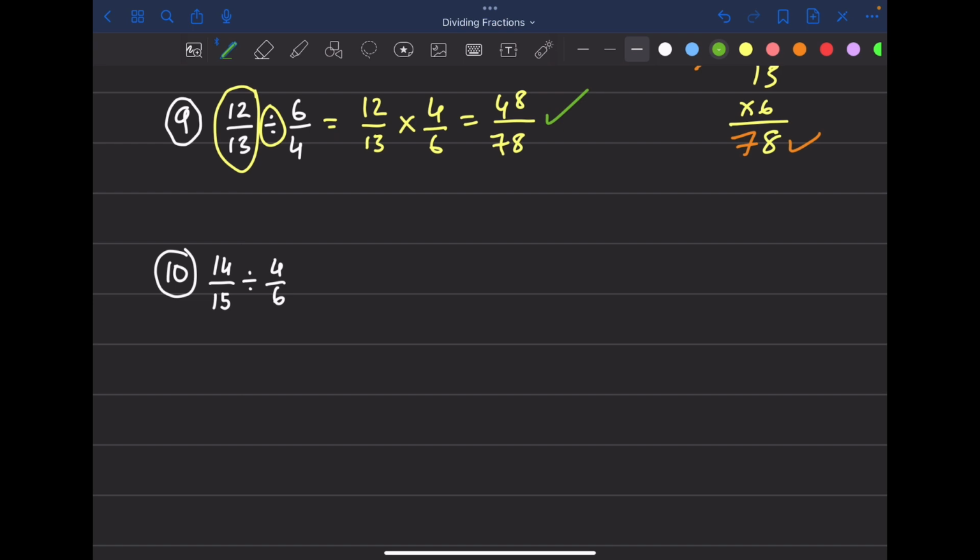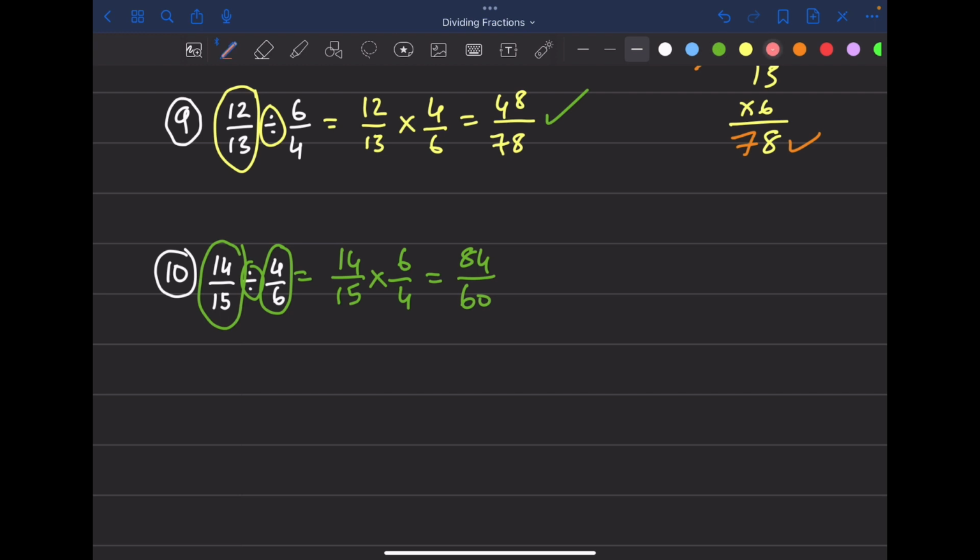And then last question. So same, keep the first fraction the same. So 14 over 15. Change division into multiplication. Flip the fraction. So instead of 4 over 6, we'd have 6 over 4. These ones are a bit more difficult in terms of multiplying, but 14 times 6 is 60 plus 24, so 84. And then bottom, 15 times 4 is 60.